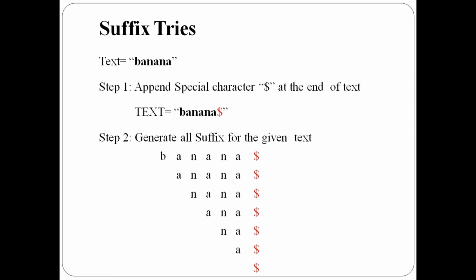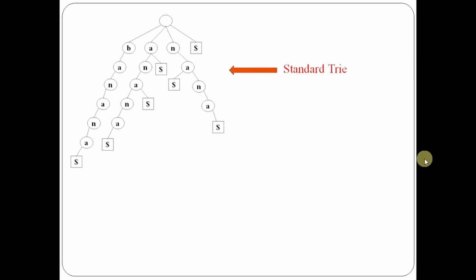The next step is to generate a standard trie for the given string. In order to create a standard trie, we have to consider all the suffixes as individual strings and build a standard trie. So this is how a standard trie appears for a given set of suffixes. How to construct a standard trie for a given string, I have already discussed in my previous video and the link is available in the description.